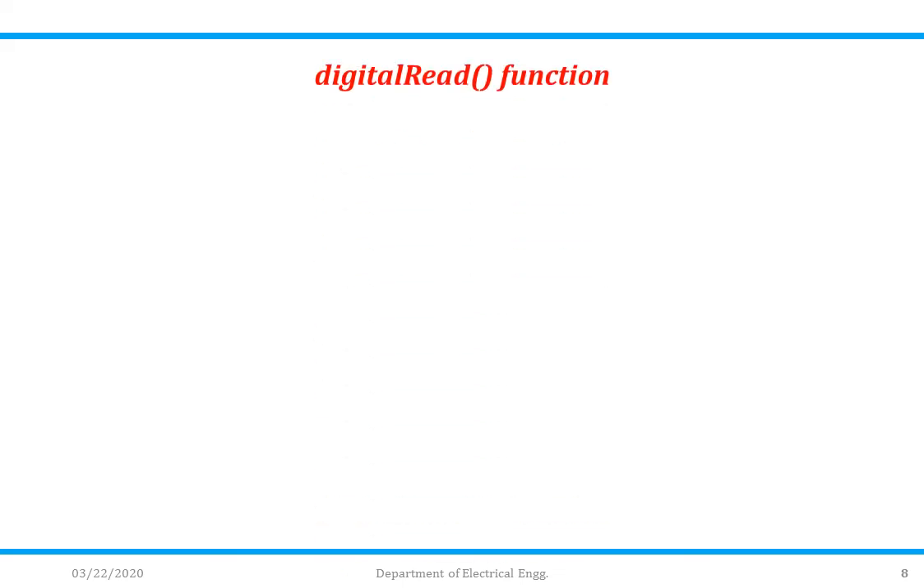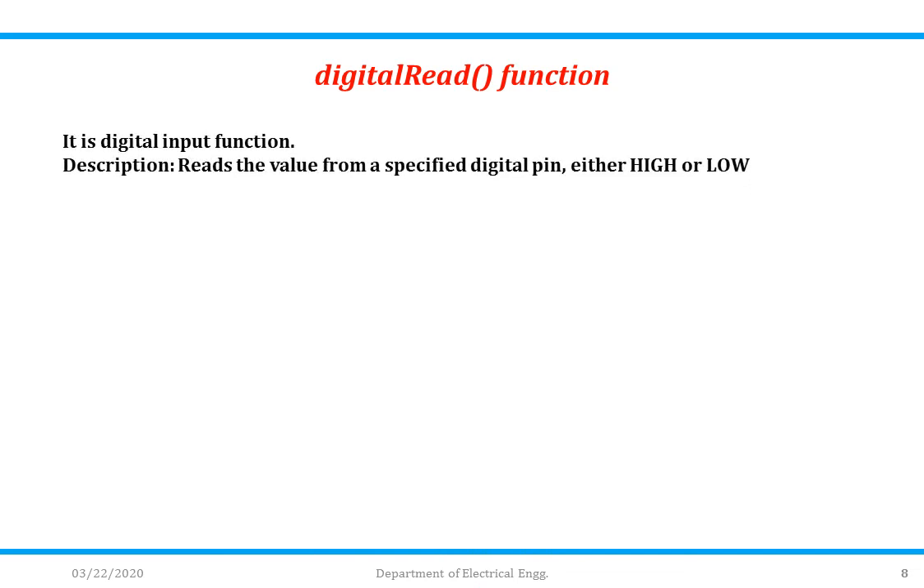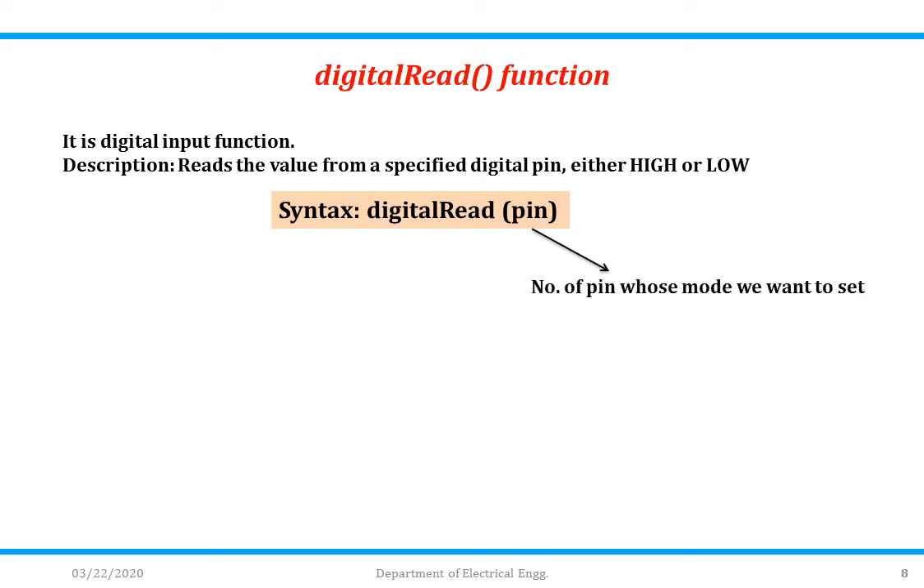The last function is the digitalRead function. It is a digital input function. Remember that in the previous slides we showed output functions. Now we are going to take the input function. Its description is that it reads the value from a specified digital pin, that is either HIGH or LOW. The syntax is digitalRead(pin), where pin indicates the number of the pin we want to read.